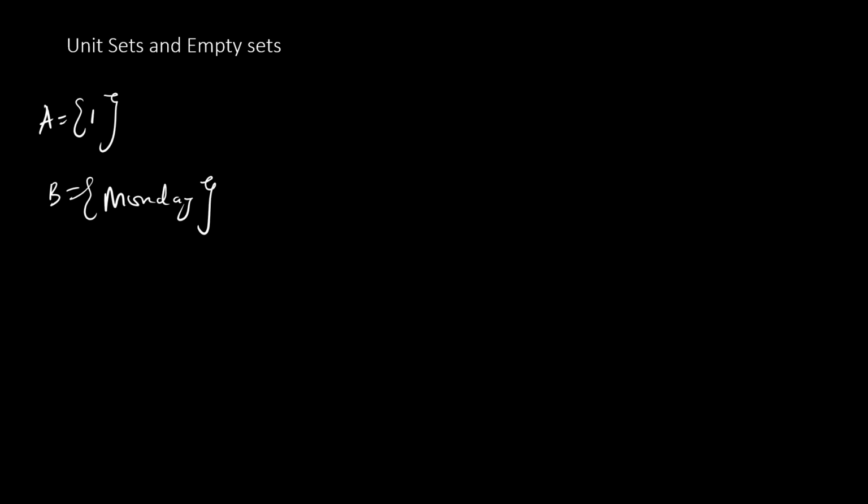We can see that all these sets contain only one element. So these are referred to as unit sets. It's as simple as that. How about empty sets? Empty sets are null sets. They can also be called void sets. They are sets that contain no elements.